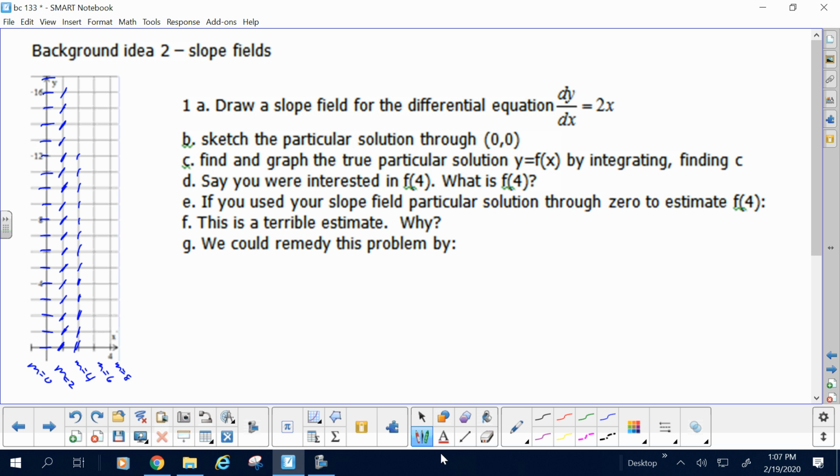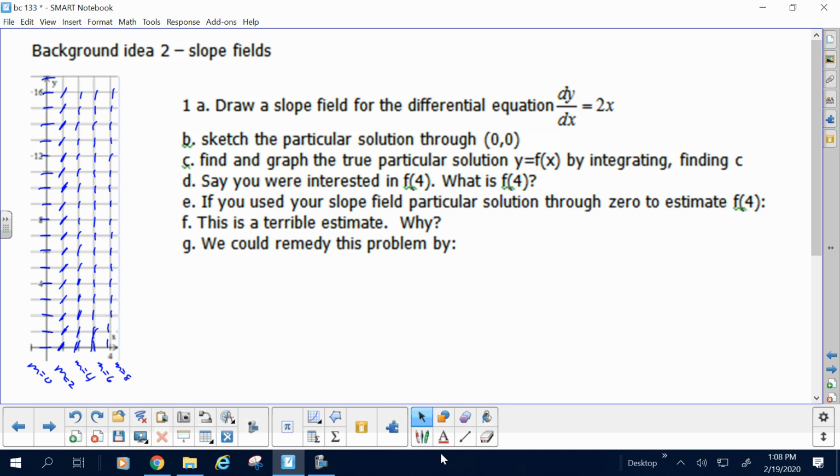It doesn't have to be perfect to get the idea. Precision here is nice, but not desirable, but not perfect. Okay, something like that. They should be getting steeper as you go right. And they should be the same going up and down in any one x. All right. Would you draw the particular solution through 0, 0?